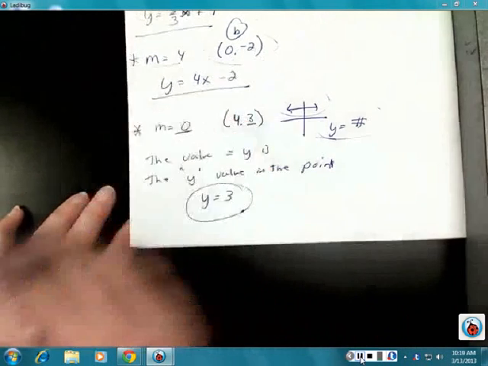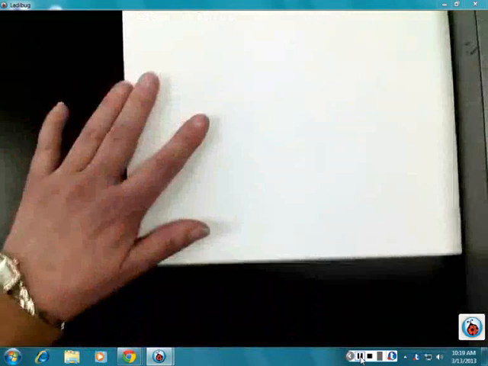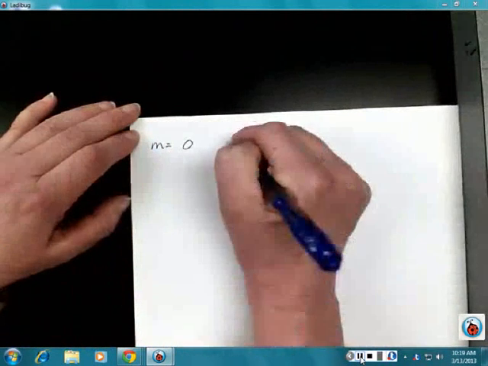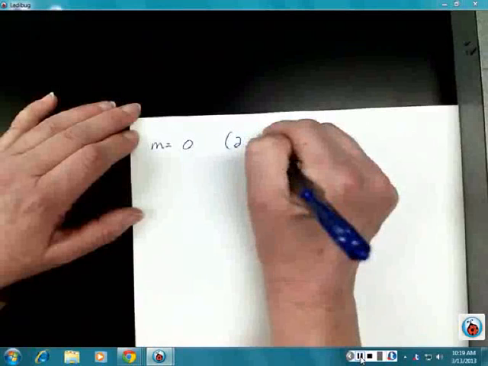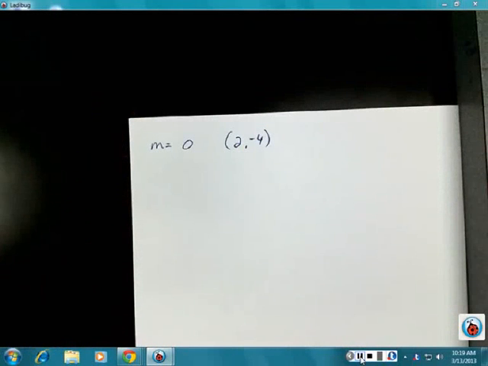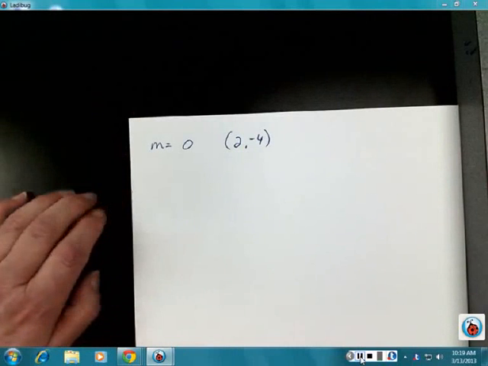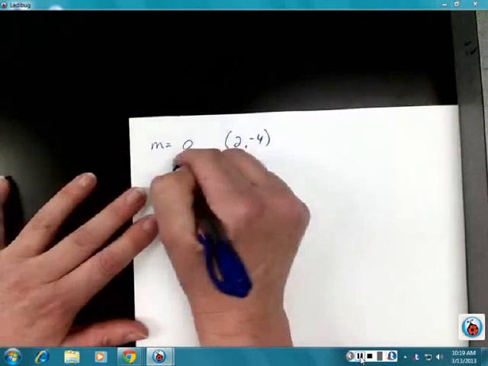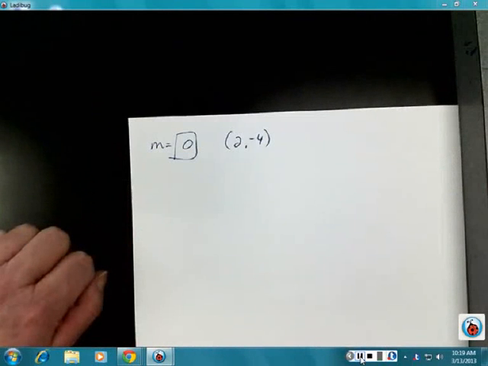Okay. Another one like that. Slope is 0. My point is (2, -4). What's my equation? Do I need the y-intercept? What did I just get done telling you? I just got done saying that if the slope is 0, you know y equals -4.